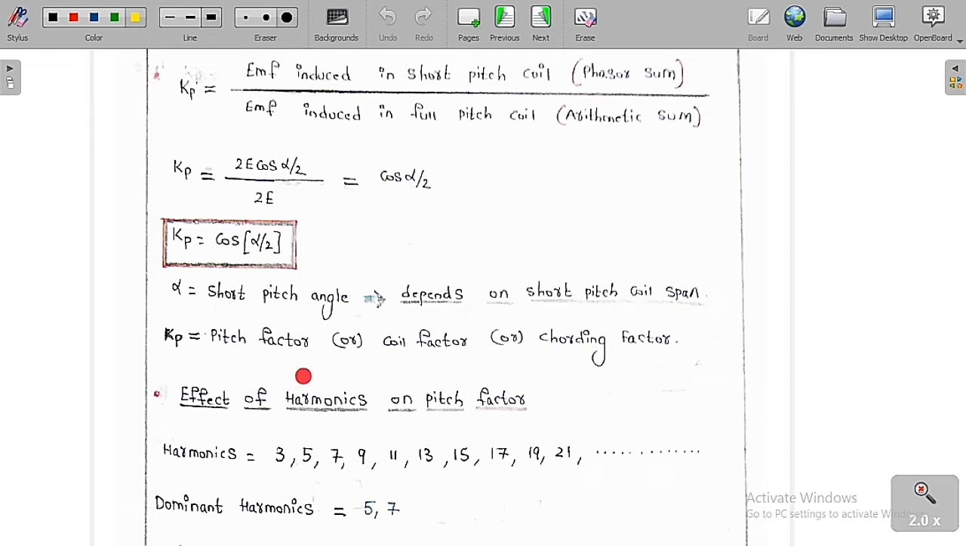So KP is called the pitch factor or the coil factor or the coiling factor. And you have to always remember this, cos alpha by 2 is always lesser than 1.